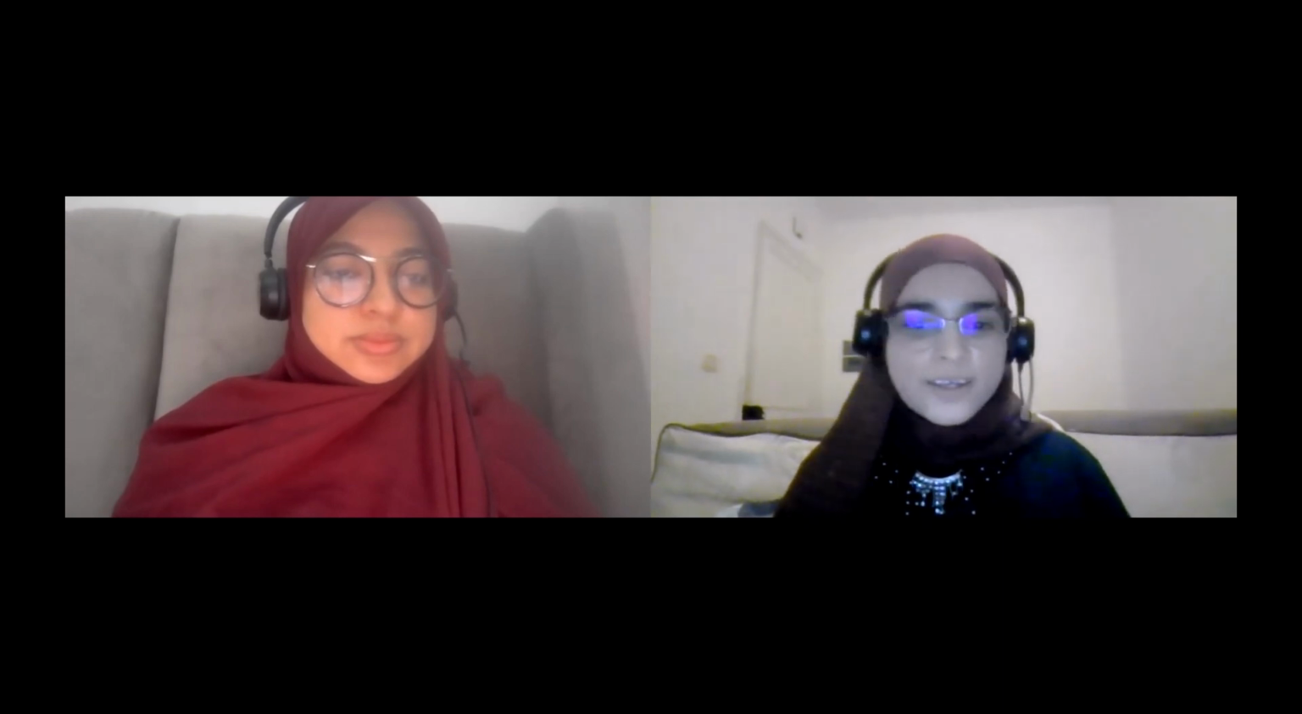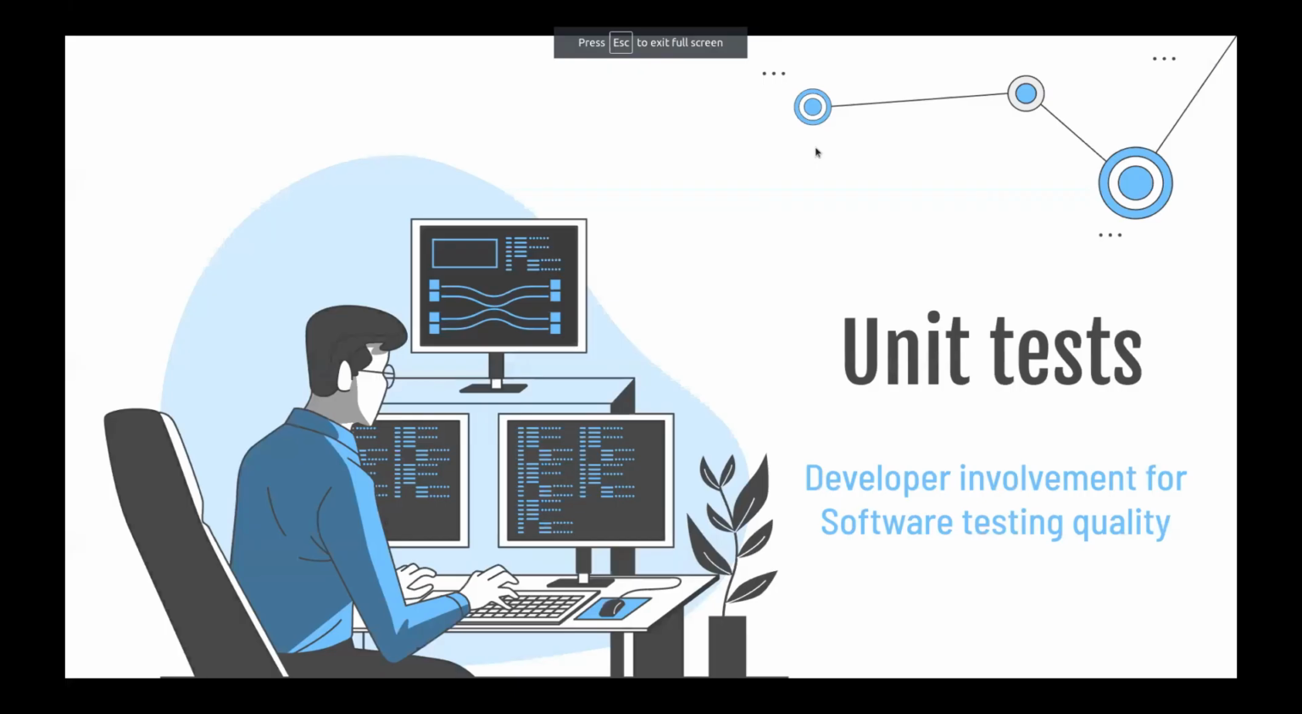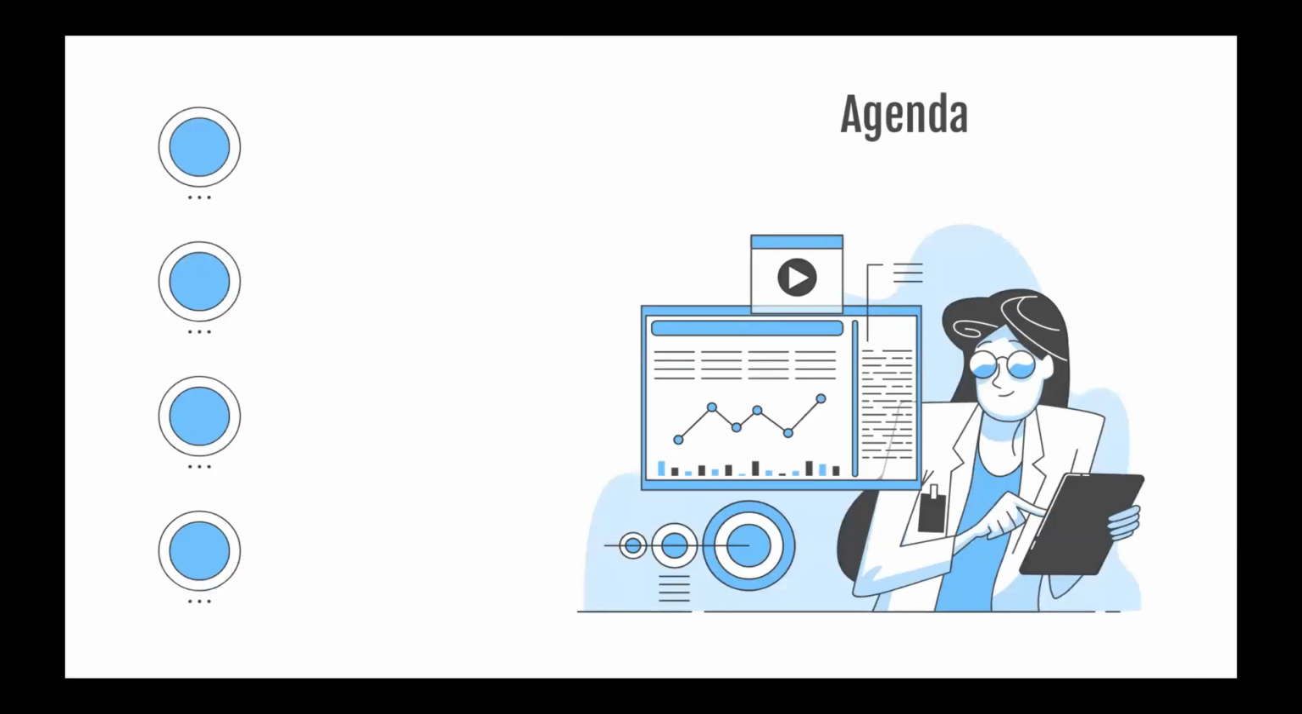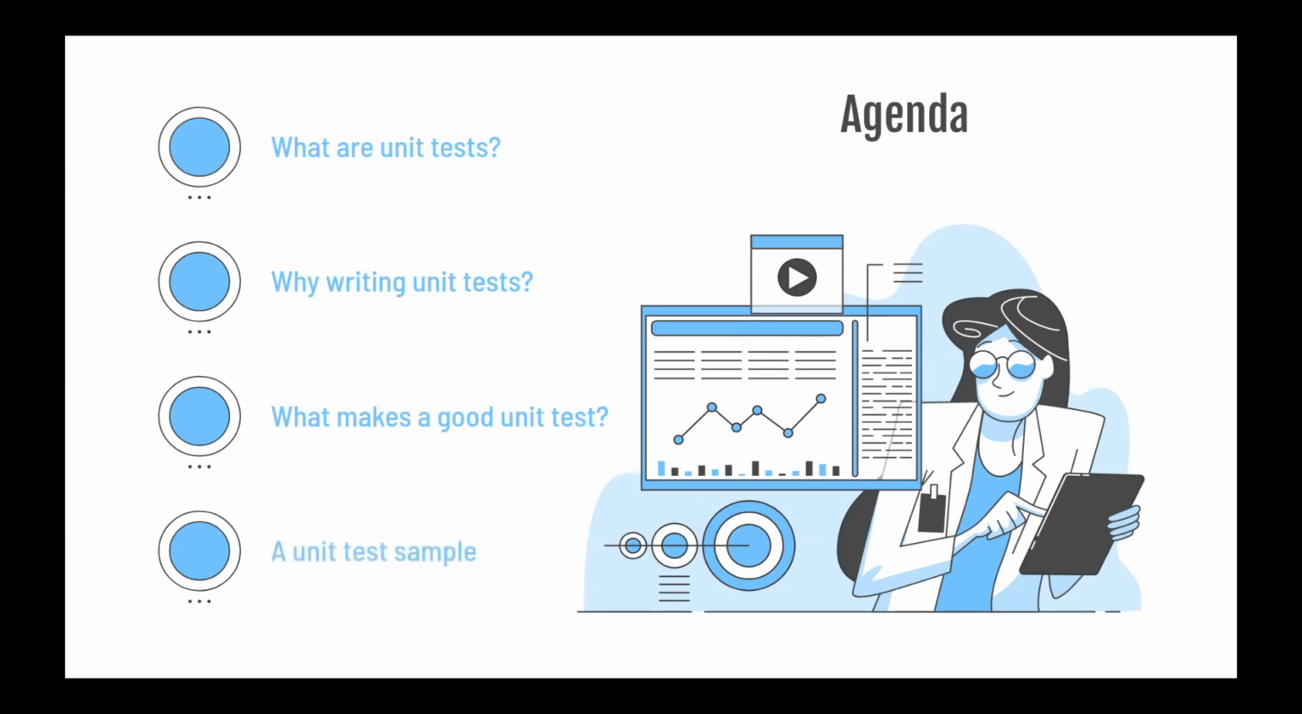So let's start. I have prepared a small presentation to clarify the subject. Let's go for it. Yes, share it with us. I'm going to share my screen. Okay, so let's start. What are unit tests? Unit tests are the developers' involvement in software testing quality. Our agenda will start with defining what unit tests are and why we really need to write them. Then we are going to discover how to make a good unit test, what makes a good unit test, and we'll end with a small unit test sample. So let's go for it.